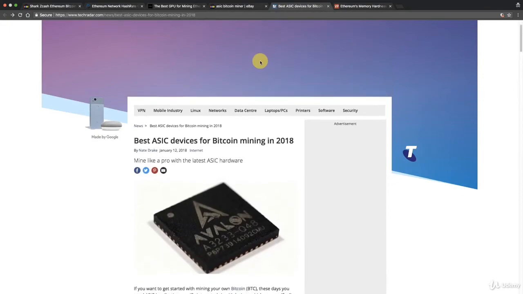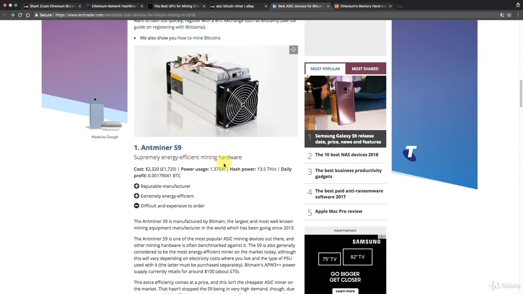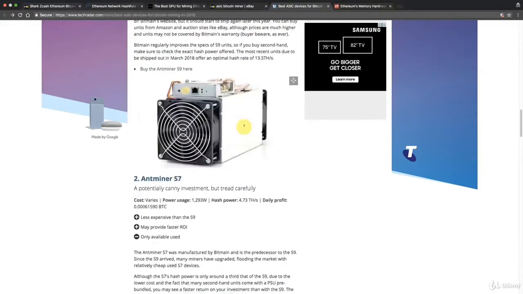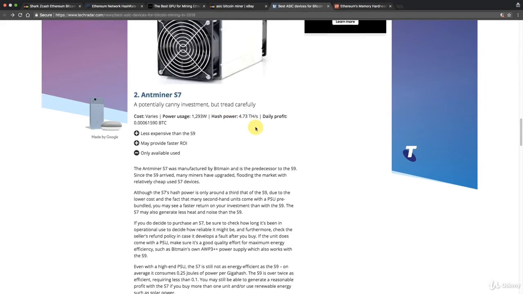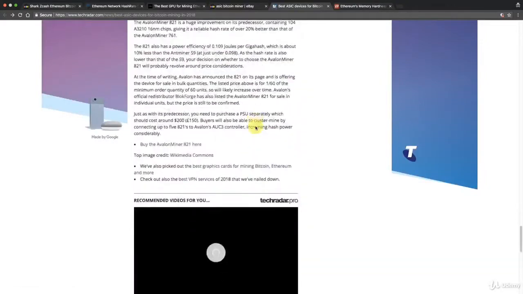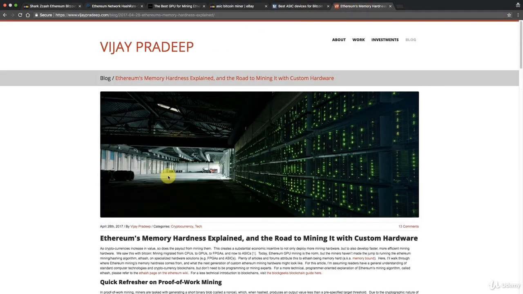And best ASIC devices. Here we've got another article from TechRadar. There you can see the Antminer S9. What can you get? 13.5 thousand giga hashes. So 13.5, is that trillion? Yeah, trillion. So tera hashes, trillion hashes per second. The power usage is also pretty insane, so you need to calculate that and so on. So there we go, that's what they look like. Hopefully seeing what they look like will help you better understand and memorize what they are.